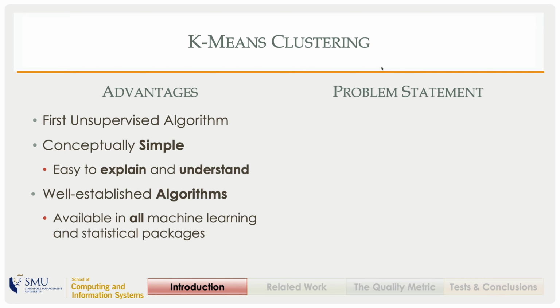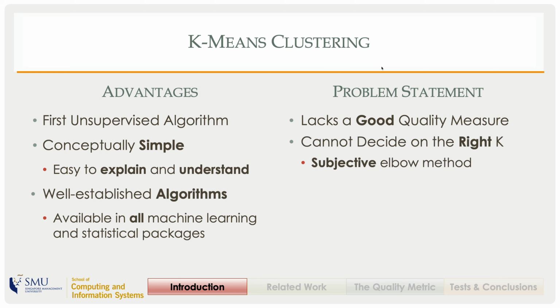The disadvantage, which is the problem statement, is that there is no good quality measure for a k-means clustering run. In other words, we don't really know why one run or one output is actually better than another run or another output. Because of this lack of quality metric, we cannot easily decide the right number of clusters to form.